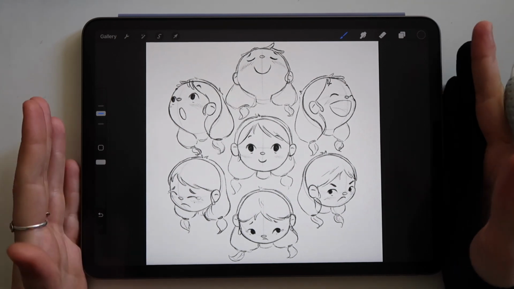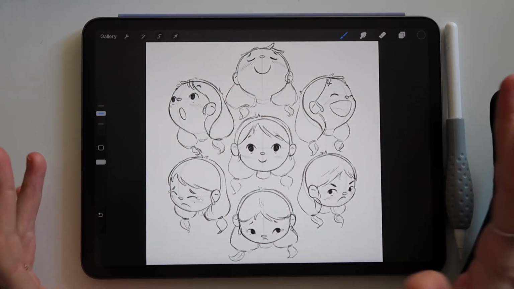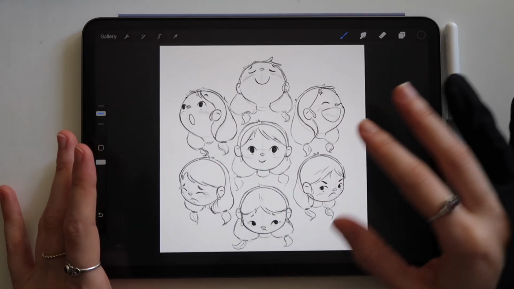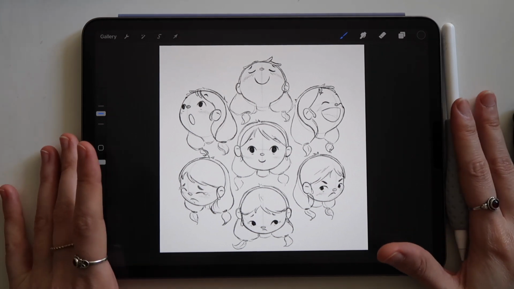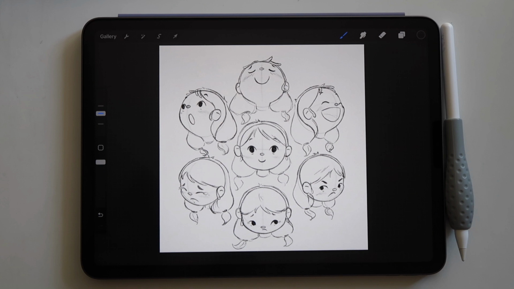Okay, the wheel of expressions is done. Now you have a good sample of consistent expressions of your character at different angles. This is very useful when you're working on a book or simply on a series of scenes with the same character doing stuff.